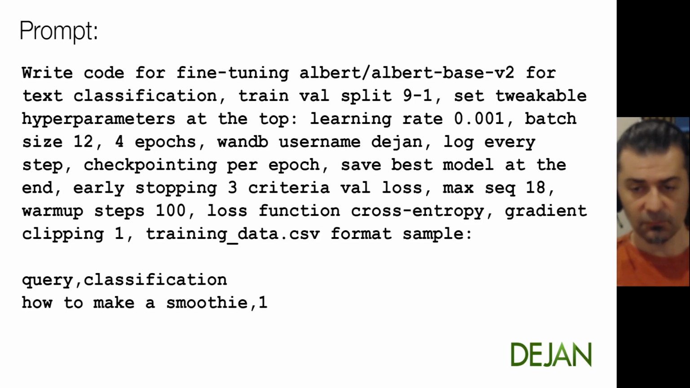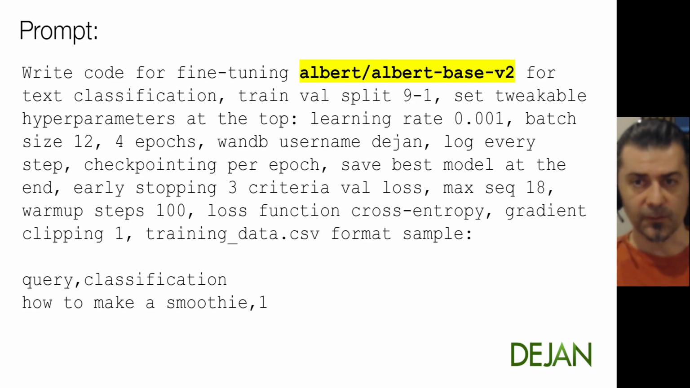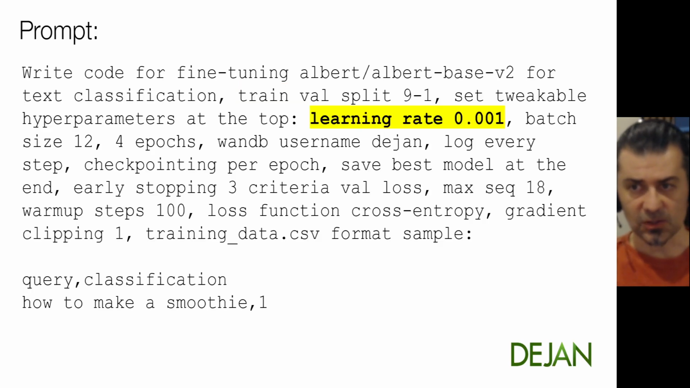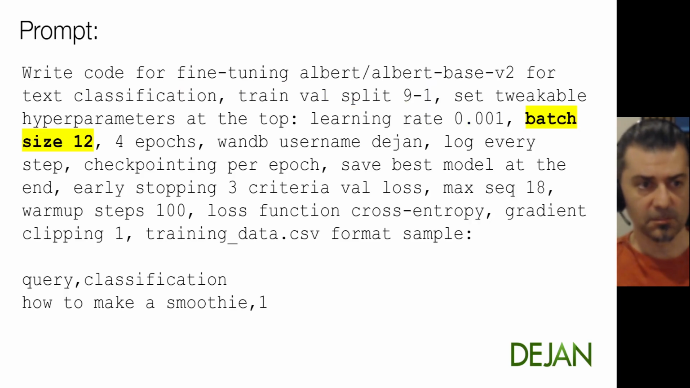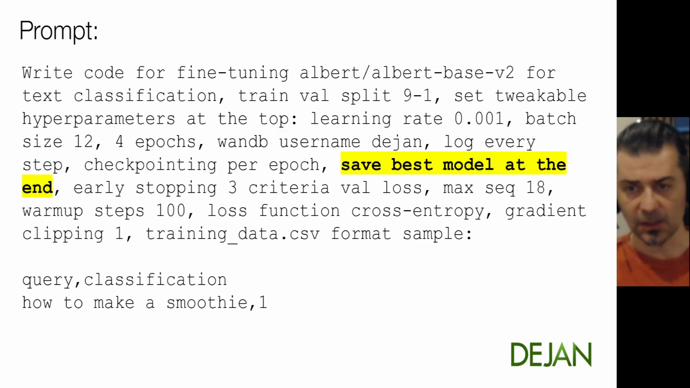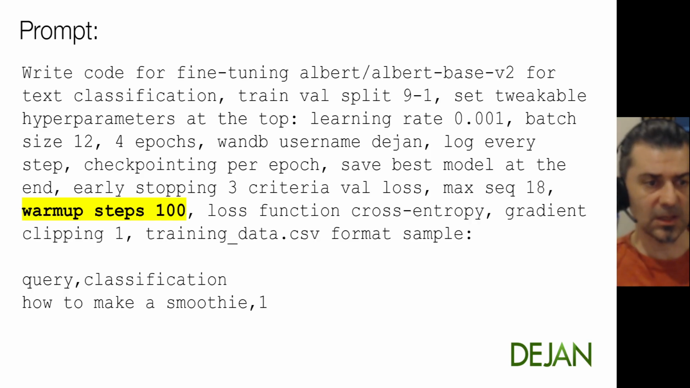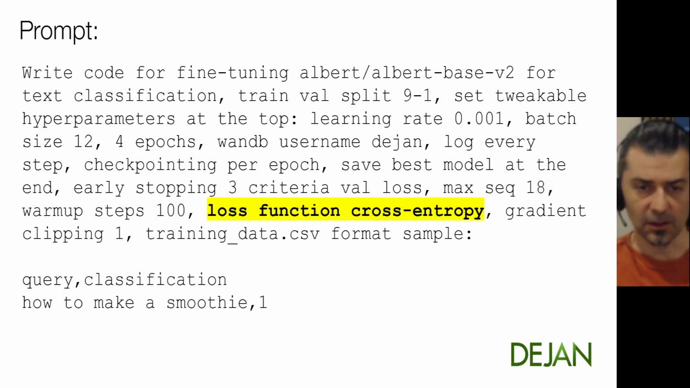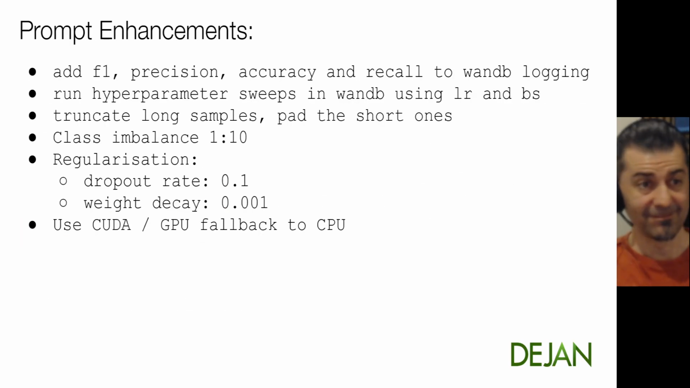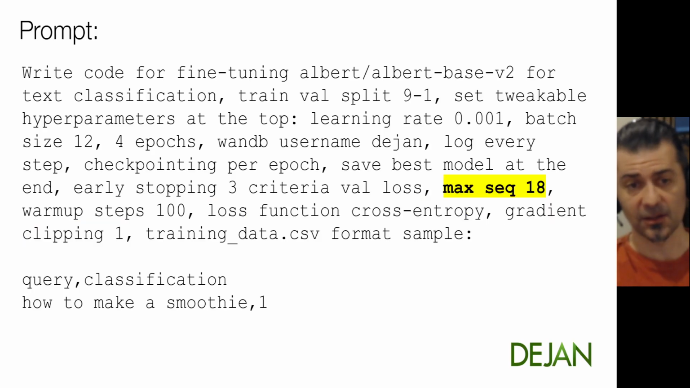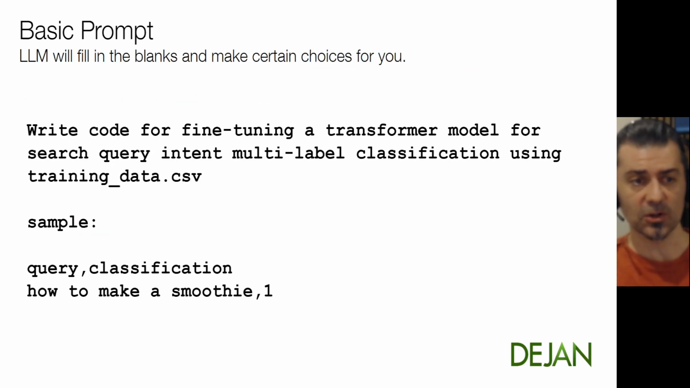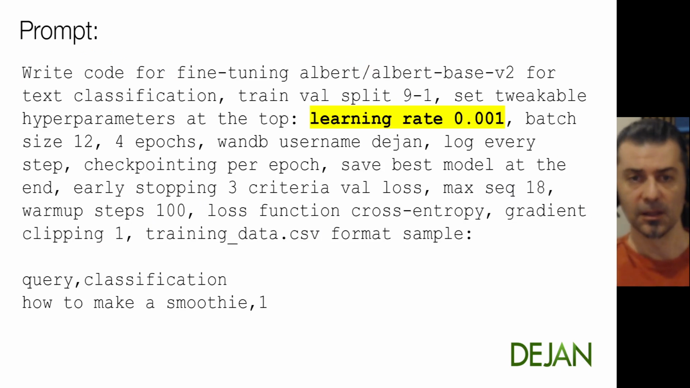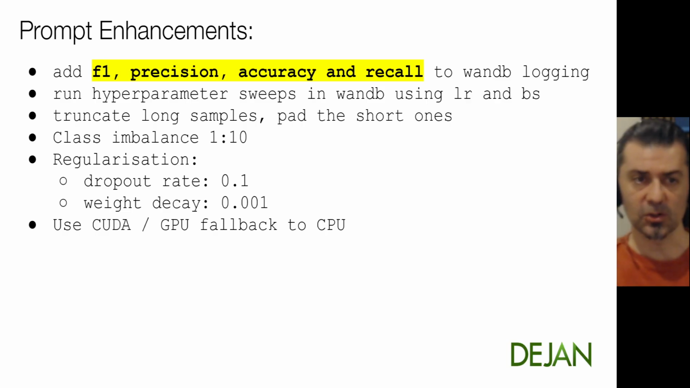And again, we're providing a sample of our data. So we've got the model, we've got the task, we've got the training validation split, we've got our learning rate, batch size, number of epochs, logging, we've got checkpointing, we've got saving of the model, early stopping, maximum sequence, warm-up steps, loss function, gradient clipping. That's more than enough. Like I said, you can get by on much simpler instruction, something like that. Get you going in the very start of your model training journey.